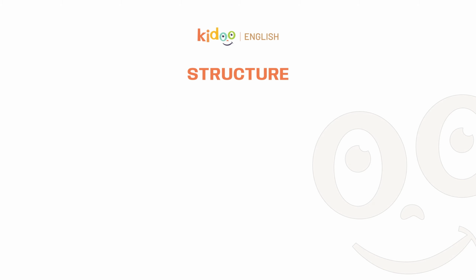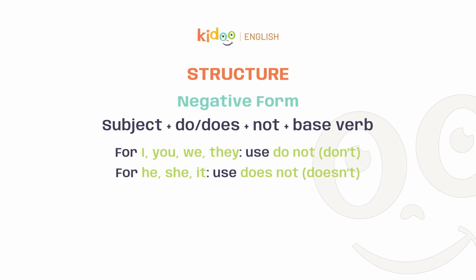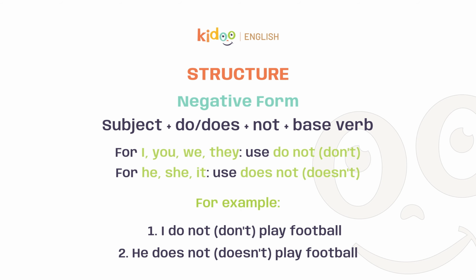What about negative sentences? In the negative form, we use do not or don't for most subjects and does not or doesn't for he, she, or it, followed by the base verb. I do not play football. He does not play football.